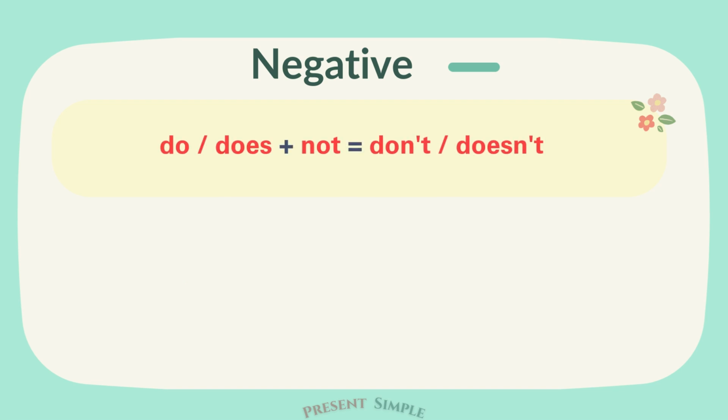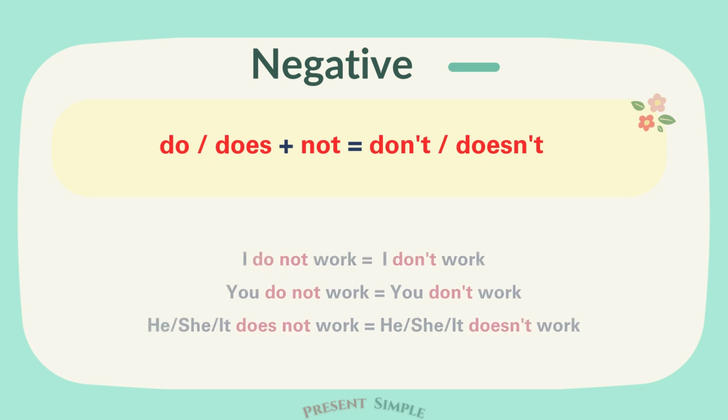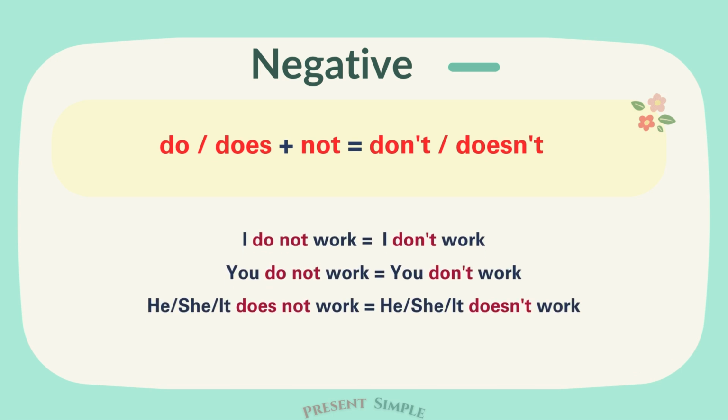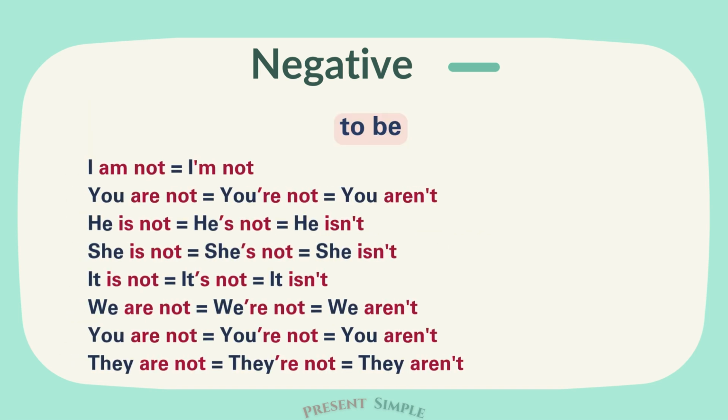We can also use the short form of this structure, which is don't and doesn't, and is used more often, especially in spoken language. When we have a sentence with the verb to be, we just add not to the relevant form of to be. We can use two types of short form for such a structure.